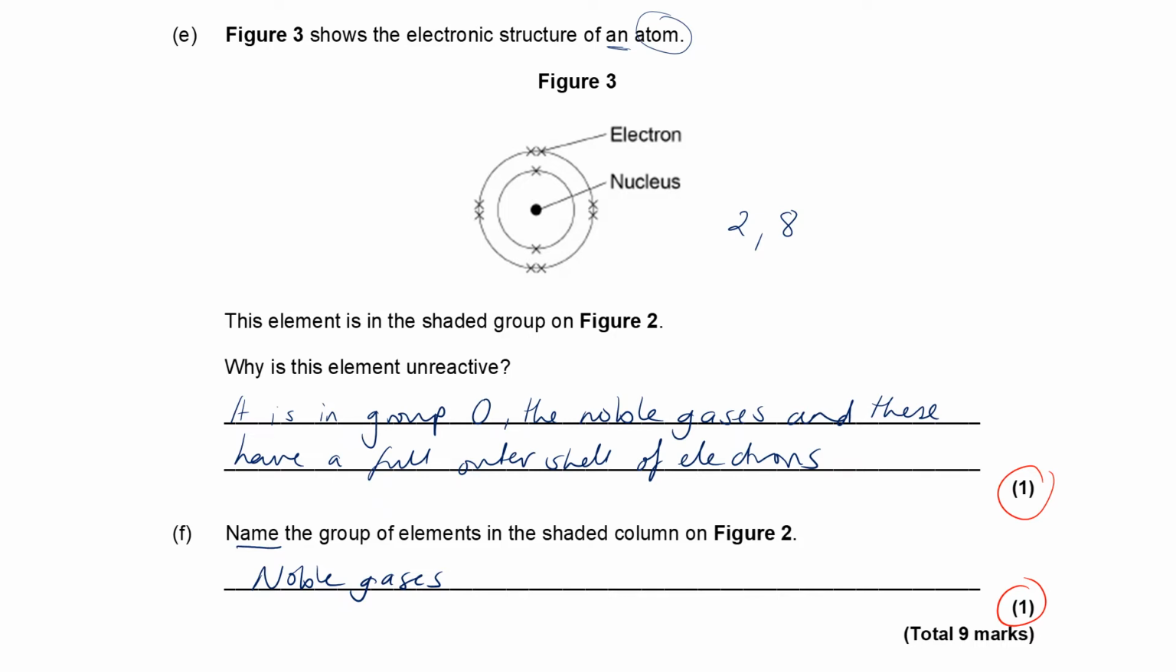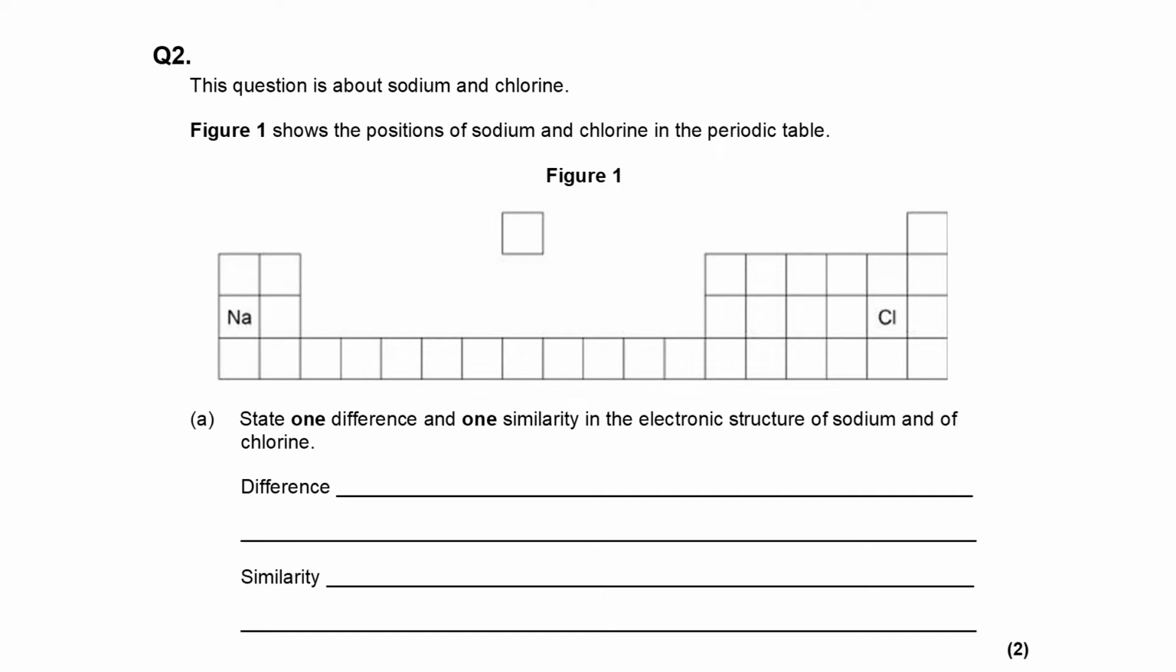Now, let's look at question 2. There is no examiner's report for question 1, but let's look at question 2. This question is about sodium and chlorine. Figure 1 shows the positions of sodium and chlorine in the periodic table.